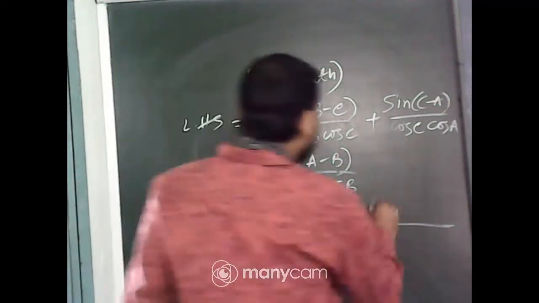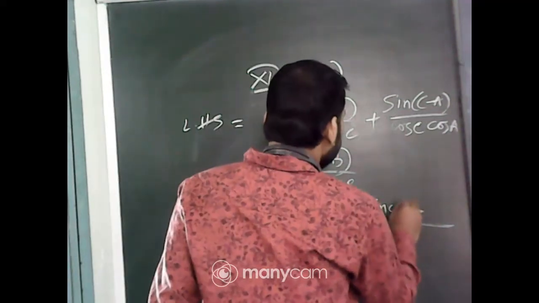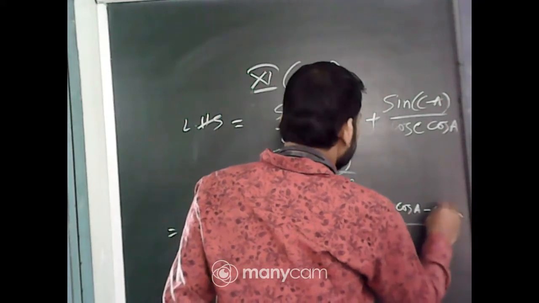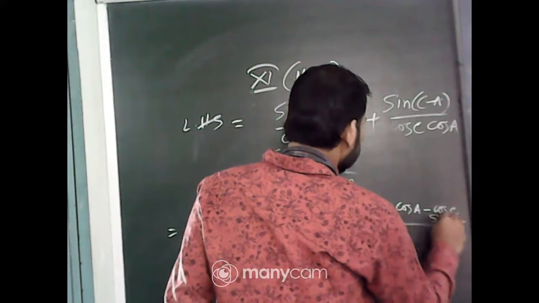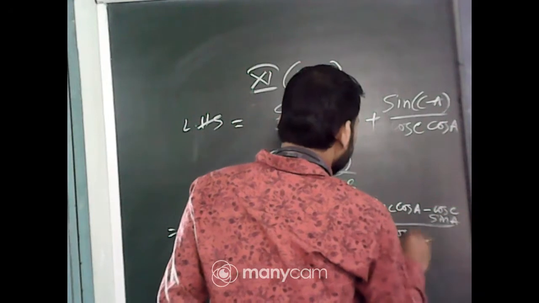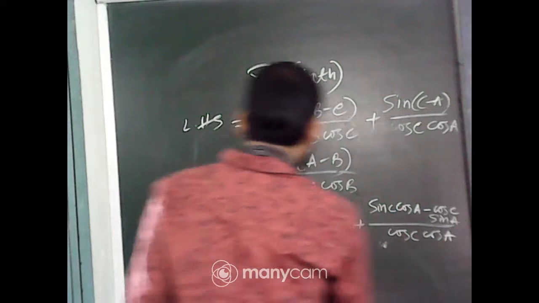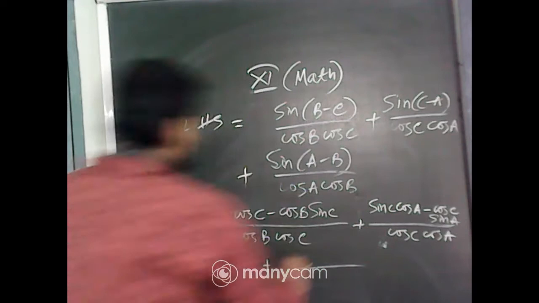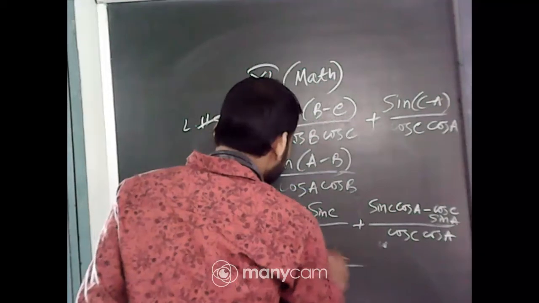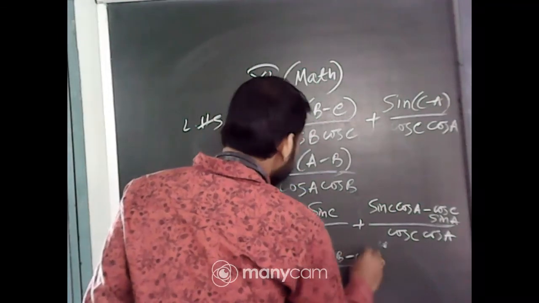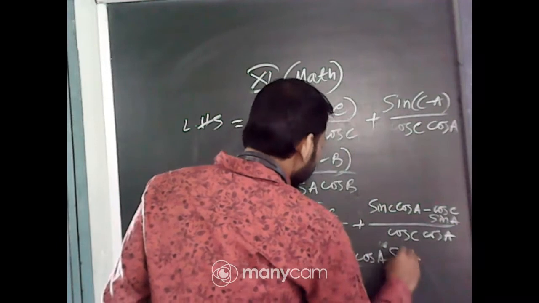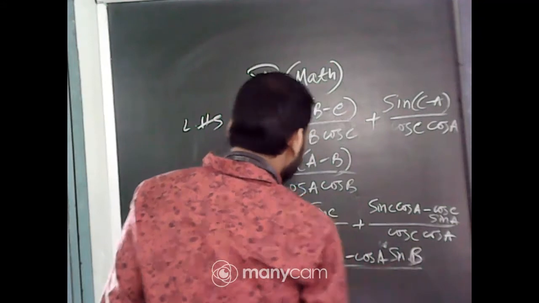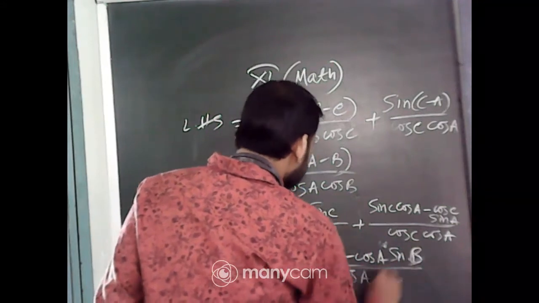Next one, that is sine C cos A minus cos C sin A by cos C cos A plus sin A cos B minus cos A sin B divided by cos A cos B.